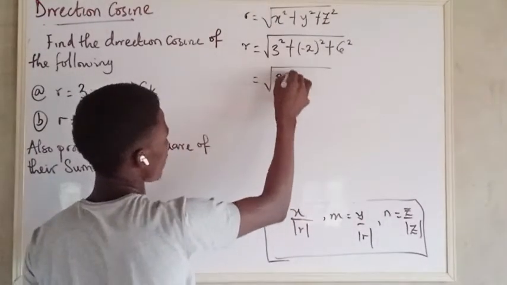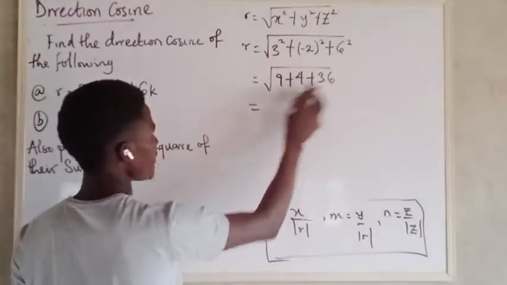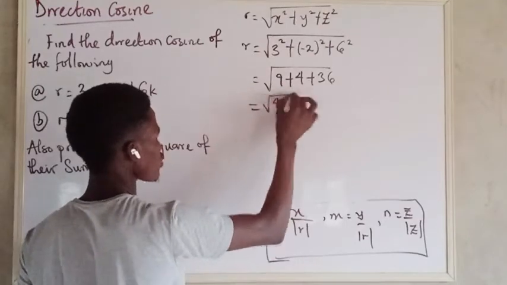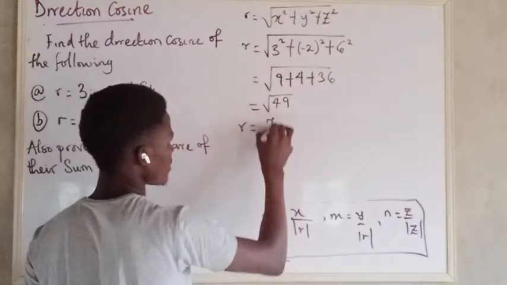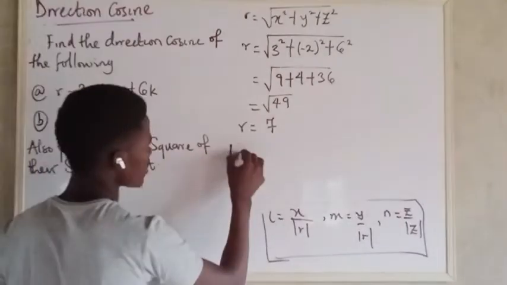Then this will now be 9 plus 4 plus 36. 36 plus 4 is 40, 40 plus 9 is 49. And the square root of 49 is 7.